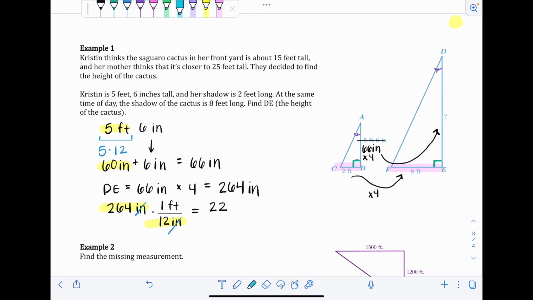And then 22 times, actually I'm going to write that over here. We can cross cancel. So if we divide both by 12, the 12 would become a 1, and the 264 would become a 22. And then I can multiply that 22 by that unit 1 foot. So it'd be 22 feet is the height of the cactus.